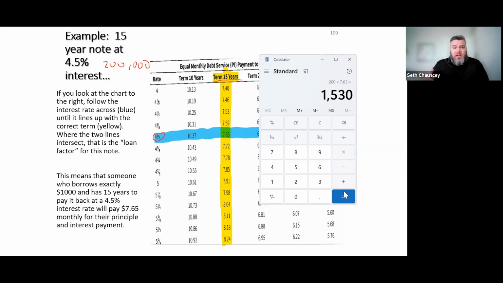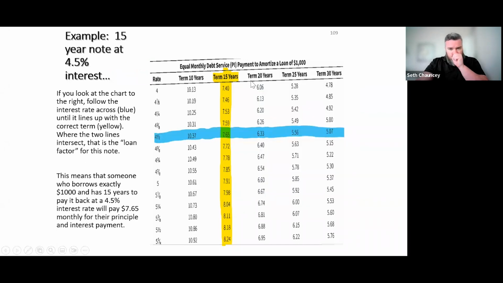This chart's intimidating, but it's just a really smart chart that tells you how much you would have to pay based on loan terms to fully amortize $1,000. And you just have to figure out how many times 1,000 goes into how much you're borrowing, and that will give you your principal and interest payment. That is why this is called an amortization schedule or a loan factor chart. This is a very smart chart.